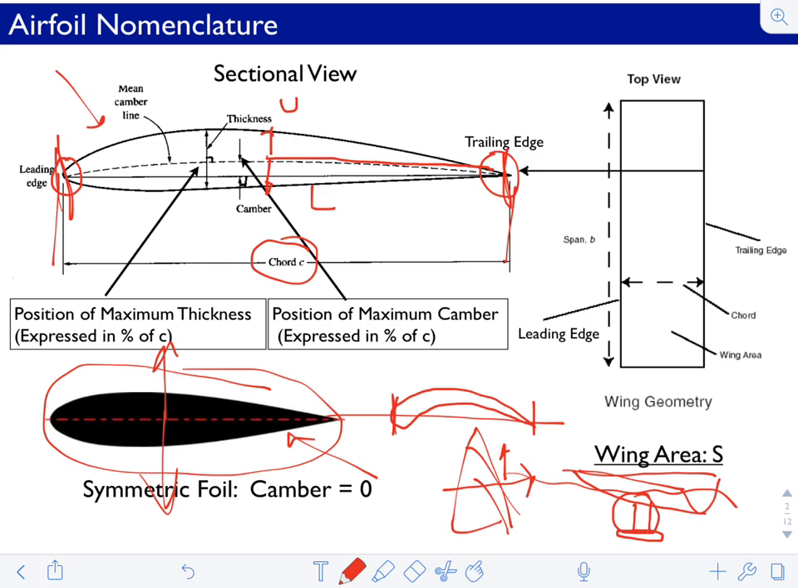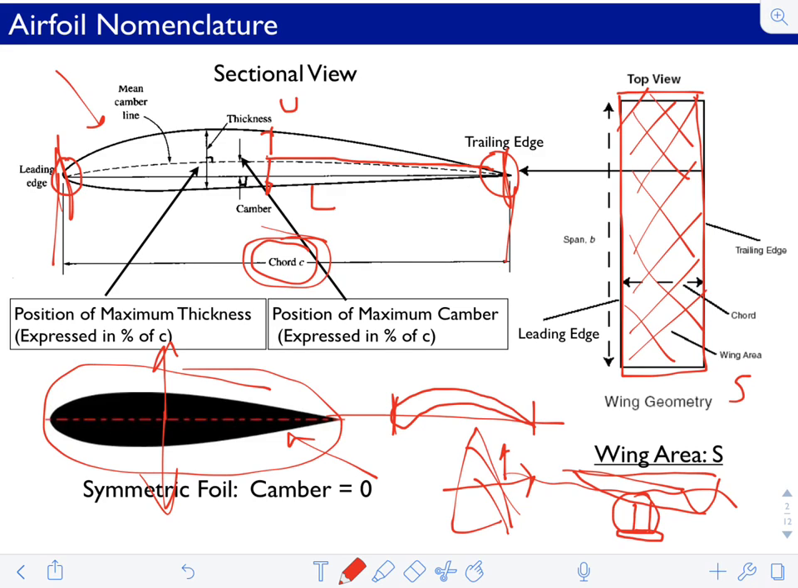A key dimension here is the chord c. That's a length scale. Then from the top view, so this is in the XY plane, you have a top view of the wing. This wing has some area in the top view, and that area is usually noted S, and we'll use that as an area scale, a typical area scale. There's a length scale associated with the planform view, which is the span. It's the distance from one side of the wing, say the starboard side, to the port side of the wing, or tip to tip. That's the span.